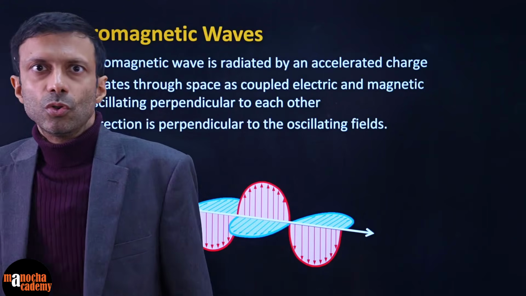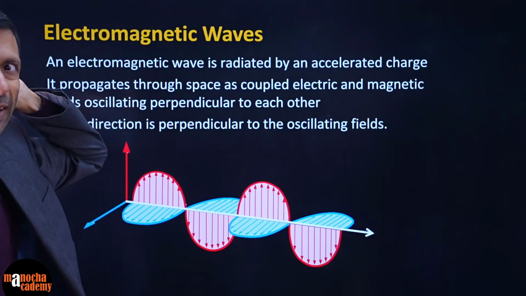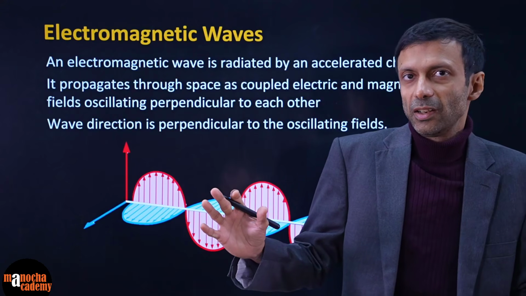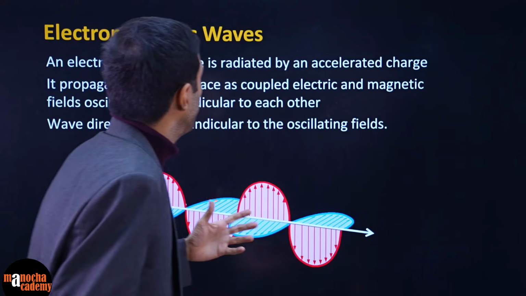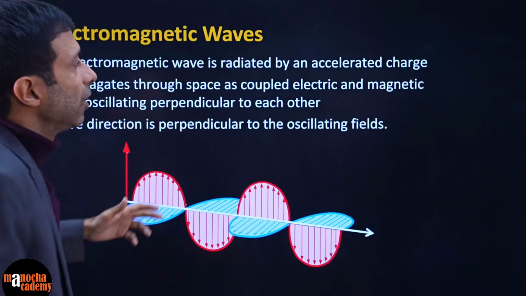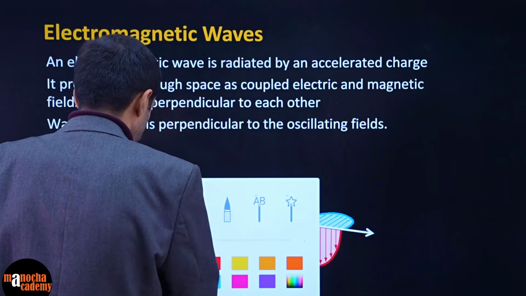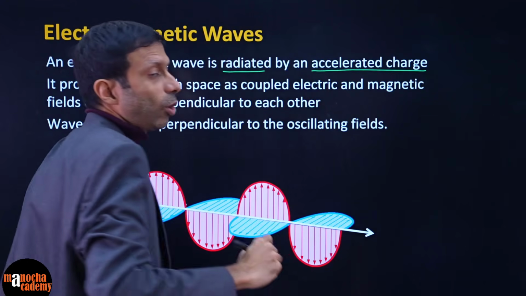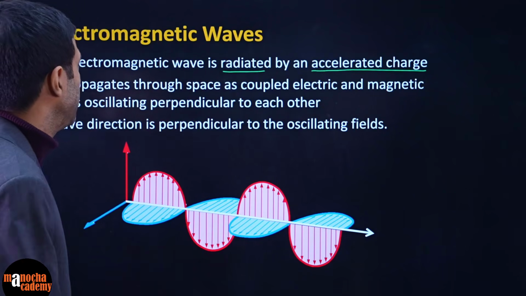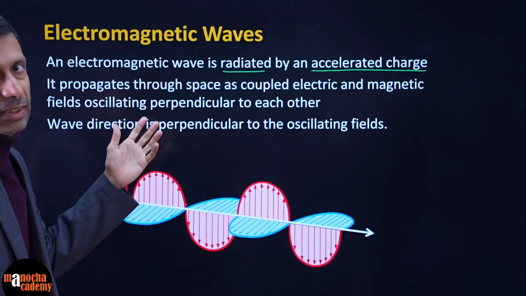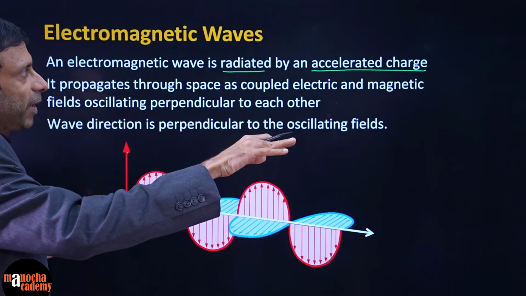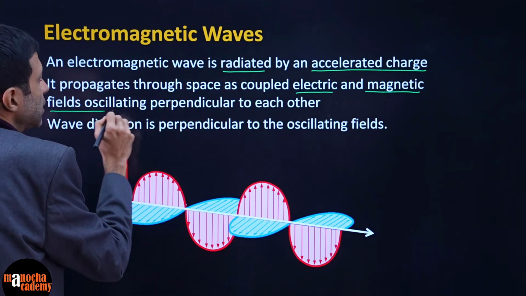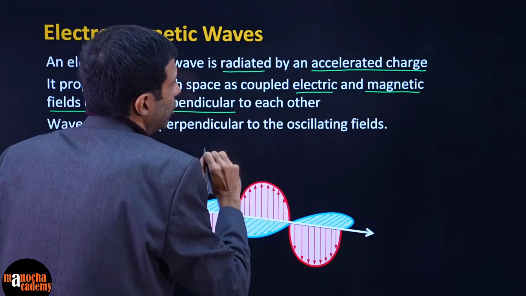As we discussed, electromagnetic waves are special waves like light waves. Light is the best simple example you can remember, and they are radiated by an accelerated charge, or we were saying oscillating charge. And it propagates through space. Light travels through space, coupled as electric and magnetic fields which are oscillating perpendicular to each other.